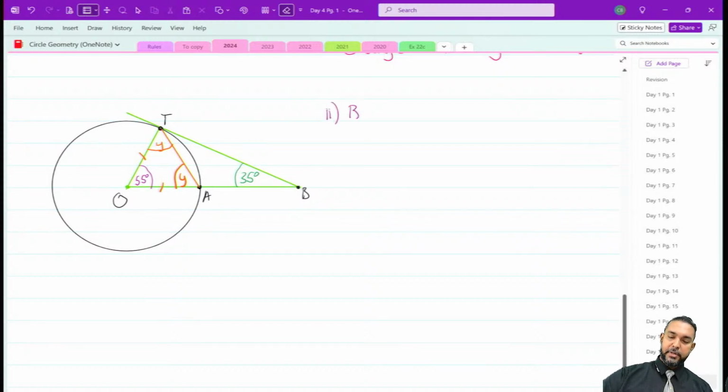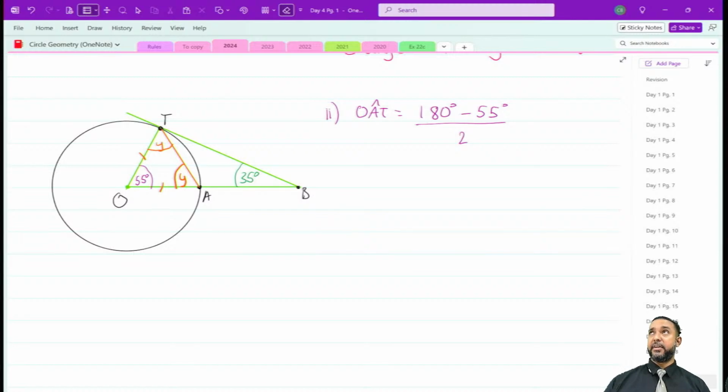Right, so we could say, not B, OAT. OAT is equal to 180 minus 55 divided by 2. 180 minus 55, I think, is 125. 125 divided by 2 is 62.5. Right. So I'm going to put a hold on.